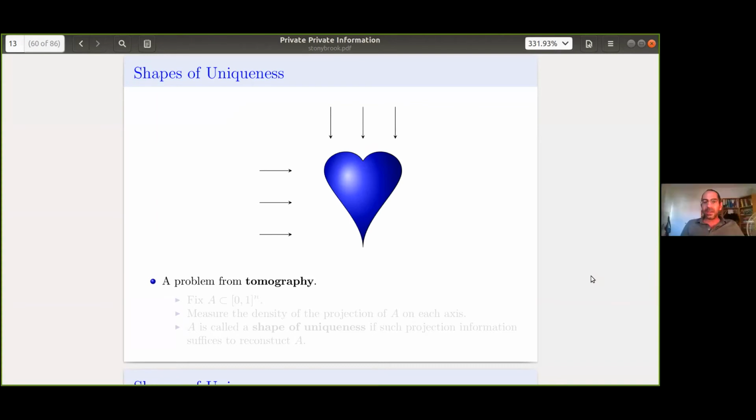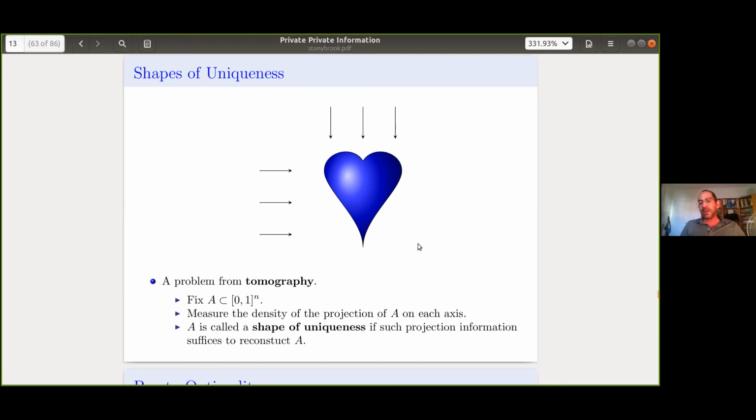So here's something maybe unrelated. It's a problem from tomography. We're going to have some subset of, say, [0,1] squared. And I'm going to measure the density of the projection of this subset on each axis. Imagine that I'm shining an X-ray from left to right and from up to down, and seeing how much gets through at each point, which tells me the density of each line that goes through the shape.